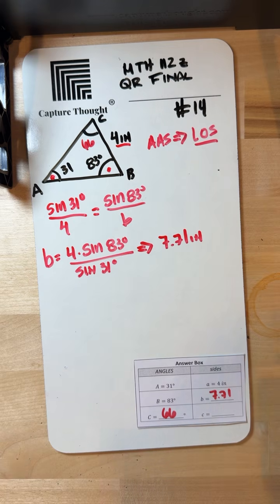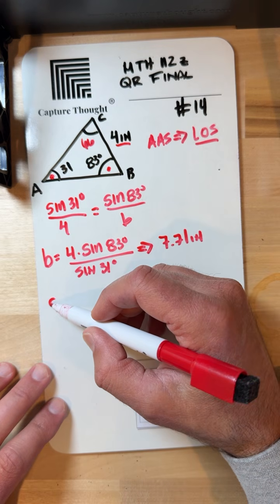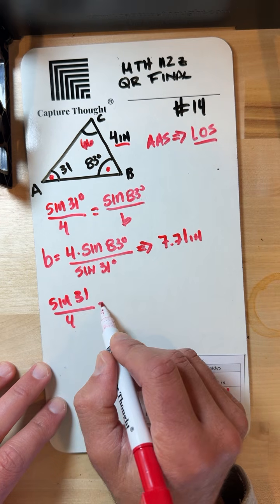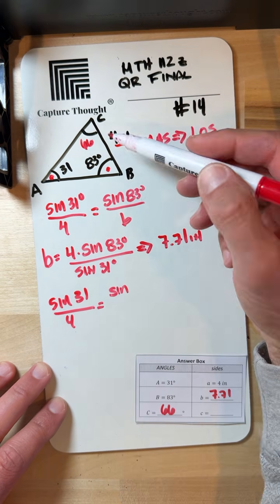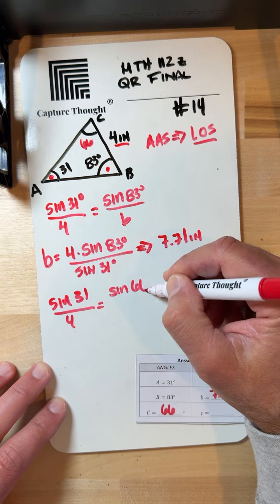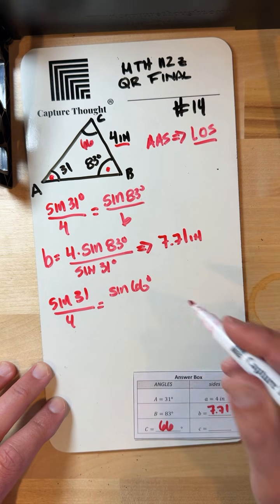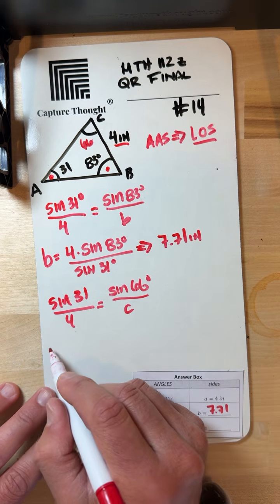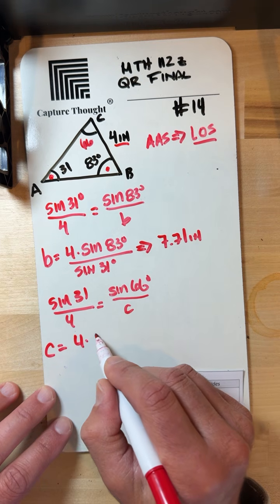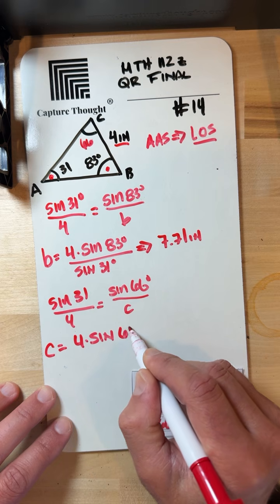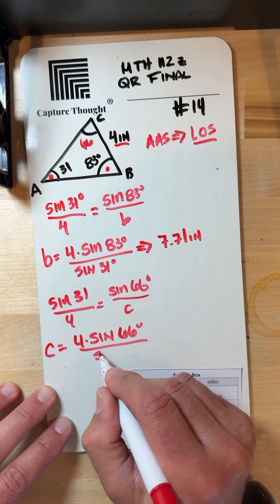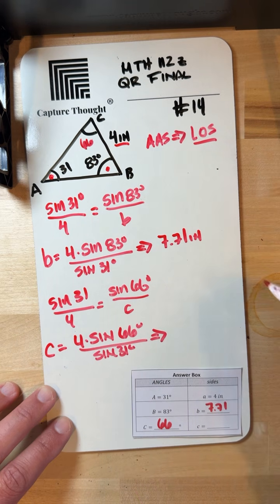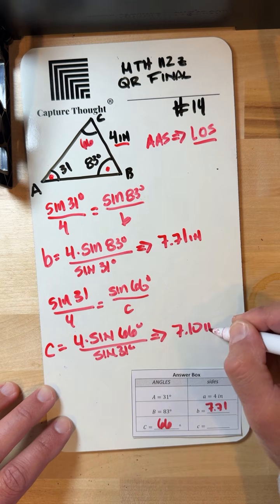And then we'll do another law of sines that says the sine of 31 divided by 4 equals the sine of C, which is 66 degrees, which we already figured out from the earlier part, divided by little c, which is the last one we have to do. So again, c is going to be 4 times the sine of 66 degrees, all divided by the sine of 31 degrees. And again, when you plug that into your calculator, you should get 7.10 and then inches.